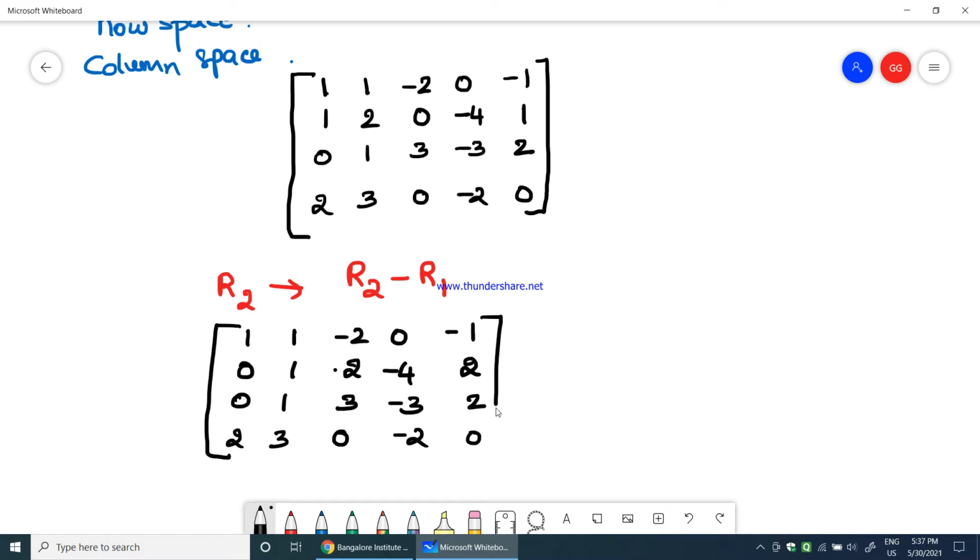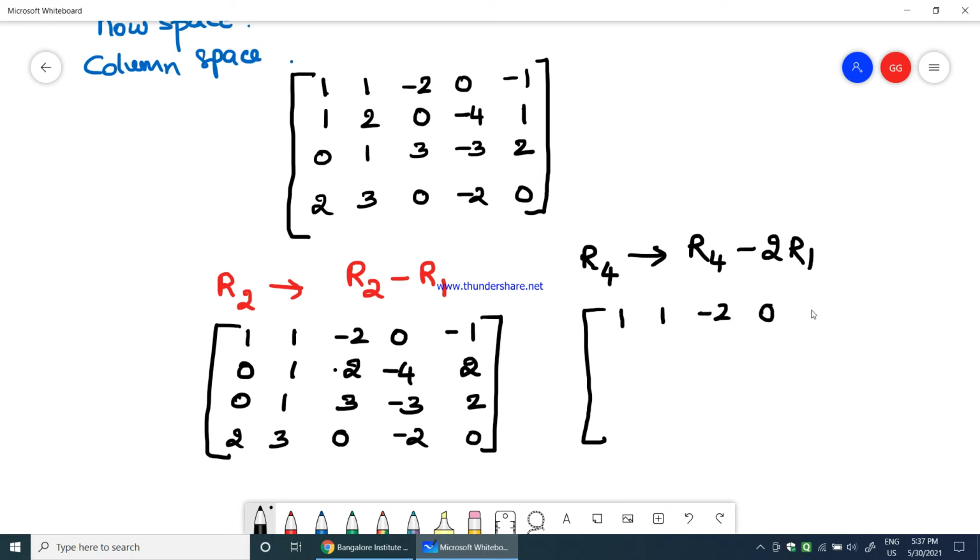Now the next process: I'll do R4 equals R4 minus 2 times R1. So what will I get here? It is 1, 1, minus 2, 0, minus 1, and then 0, 1, 2, minus 4, 2, then 0, 1, 3, minus 3 and 2. For the last row, 2 minus 2 times 1 is 0, 3 minus 2 times 1 is 1.